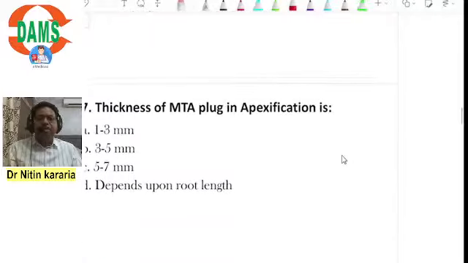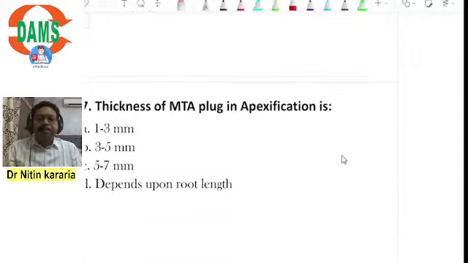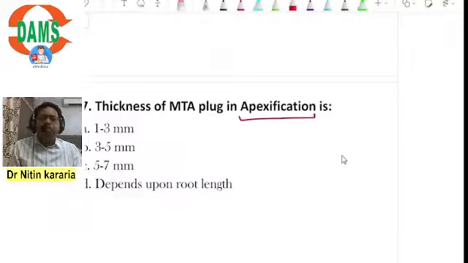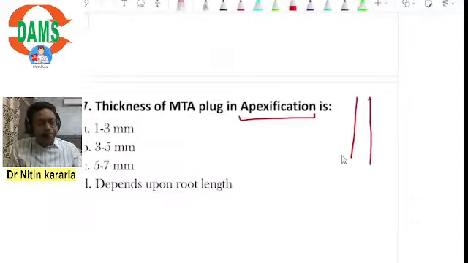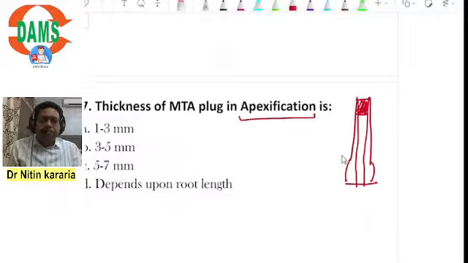Coming over to the next question. The thickness of MTA plug in Apexification is, this is also a relatively straightforward question. 1 to 3 mm, 3 to 5 mm, 5 to 7 mm, or depends upon the root length. Now basically Apexification is the procedure to form an apical barrier in immature pulpless teeth. Okay, so there is an immature means open apex tooth in which we are doing root canal. So we would form an apical barrier of a material that promotes calcification.